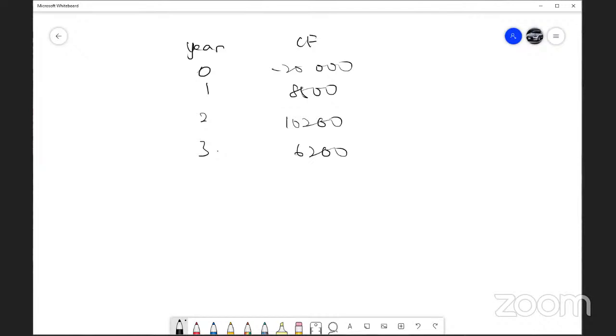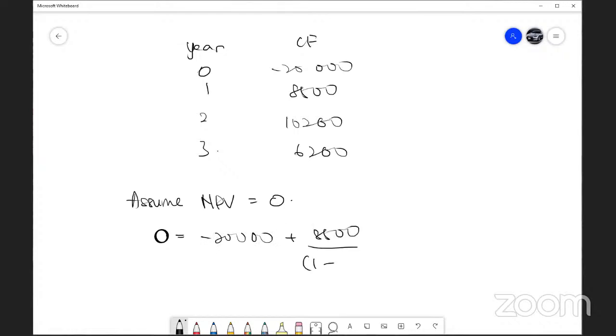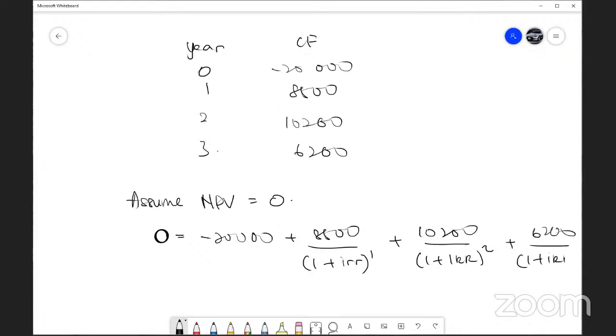Okay, so this is actually like NPV. But to count IRR, you always assume NPV equals to 0. If NPV equals to 0, it means 0 equals negative 20,000 plus 8,500 divided by 1 plus IRR, power of 1, plus 10,200 divided by 1 plus IRR, power of 2, and 6,200 divided by 1 plus IRR, power of 3.